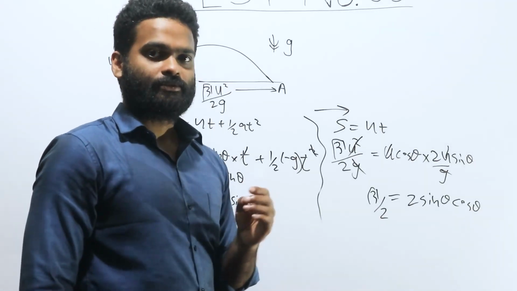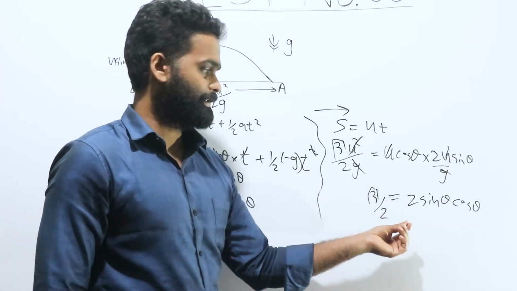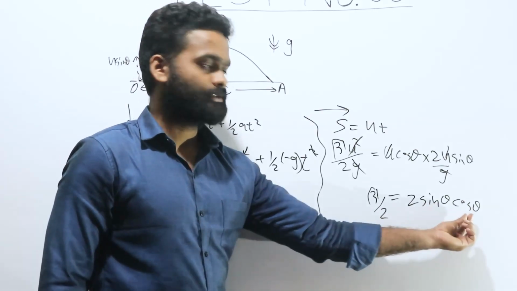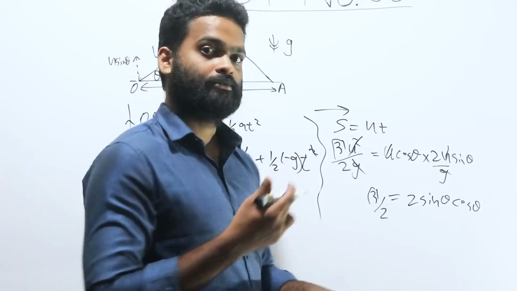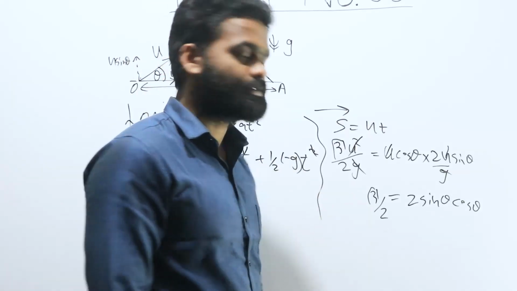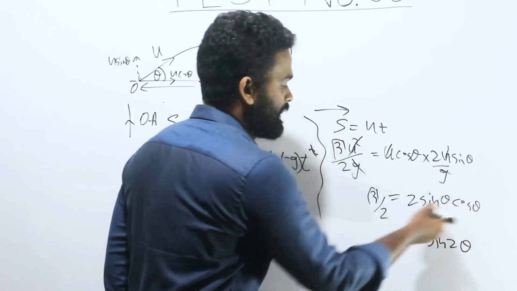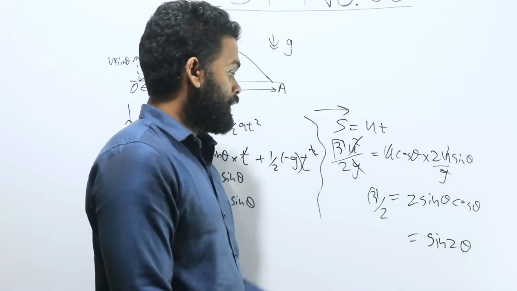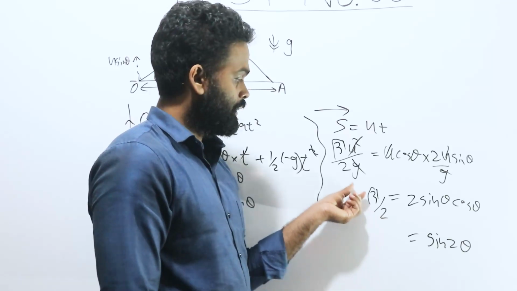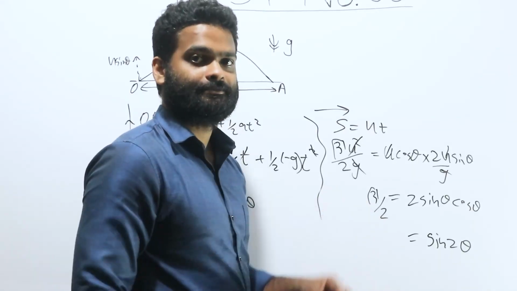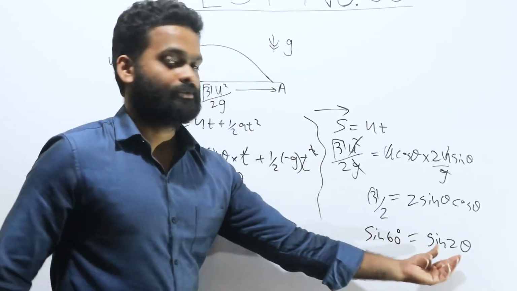The maths students already know, but bio students are also supposed to know this equation. 2 sine theta cos theta is sine 2 theta, right? Early days, you're supposed to remember those equations. So instead of that, I'm putting sine 2 theta there. Root 3 over 2 is what value in terms of sine? Root 3 over 2 is sine 60. So sine 60 is equal to sine 2 theta.